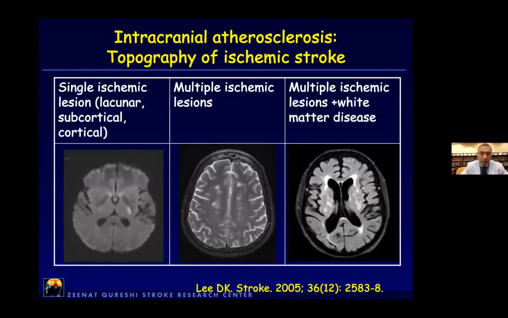So essentially, when we talk about the ischemic manifestations, you can have a single ischemic lesion, which could be a cortical lesion, a subcortical lesion, or a lacunar infarction. Sometimes you have multiple ischemic lesions in the same distribution. And sometimes it's a combination, so you have multiple ischemic lesions superimposed on diffuse white matter disease.